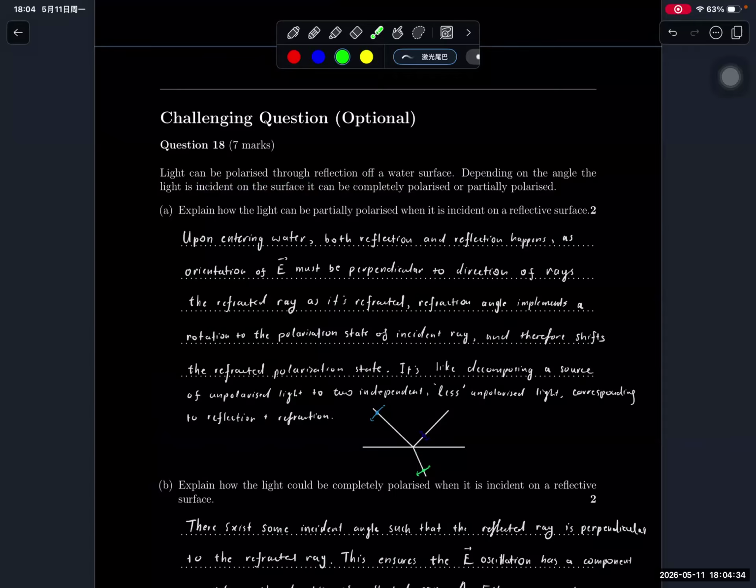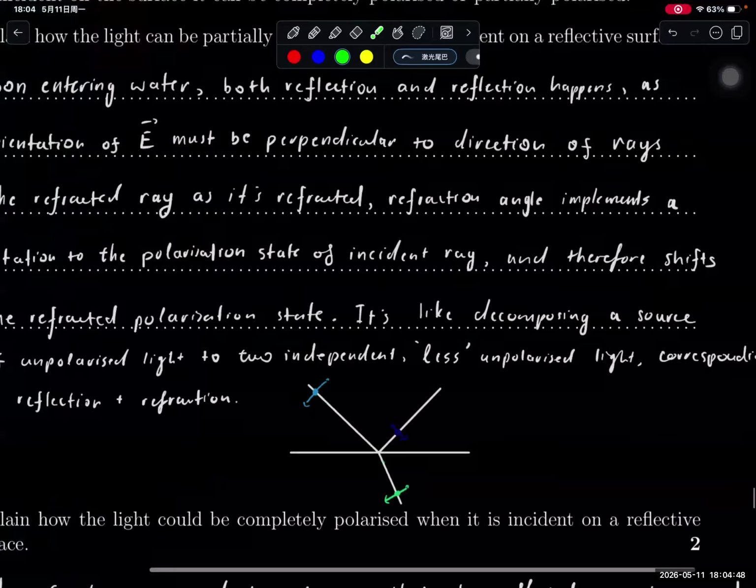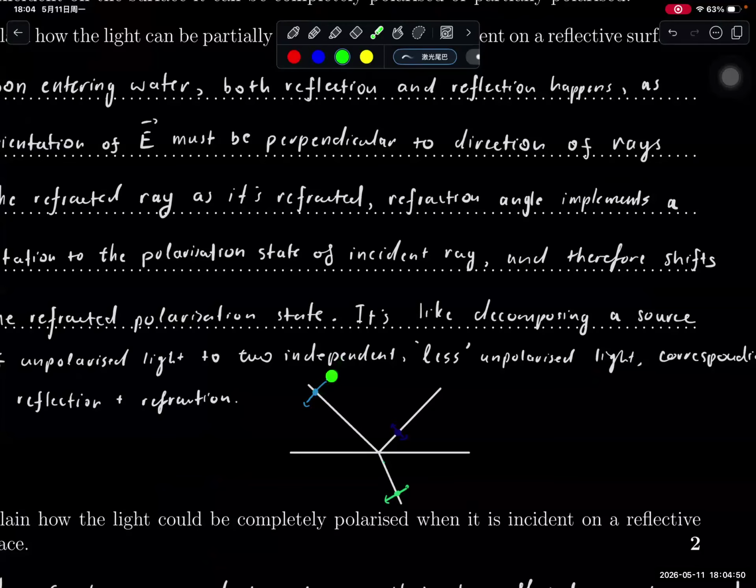Light from the sun is always unpolarized. When light from the sun hits water, 2 things happen. One is the reflection, the other is the refraction. So I'm drawing the unpolarized light like this. We have an electric field oscillating perpendicular to the direction of propagation, and then we also have another component going in and out of the page, which I draw as a dot. So that's an unpolarized light here.